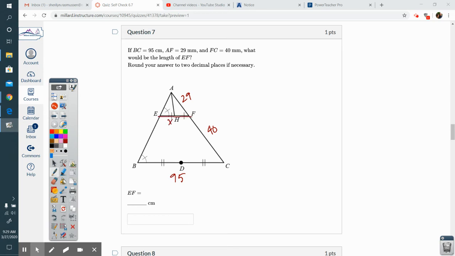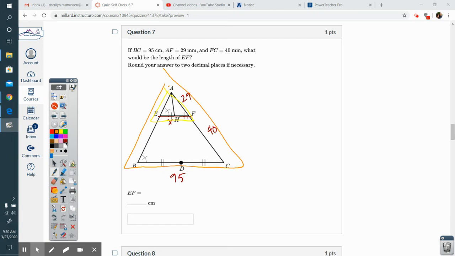Okay, I call it X just because it's easier, right? If you want to call it EF, whatever you want to call it. All right, so we set this up. I see two triangles here, one right here and the other one here. So I want to match up the base to the base, the right side to the right side, the small to the big, kind of thing is how I think.